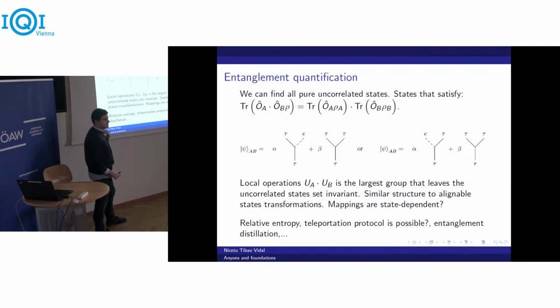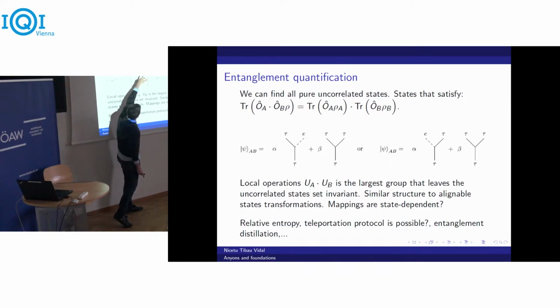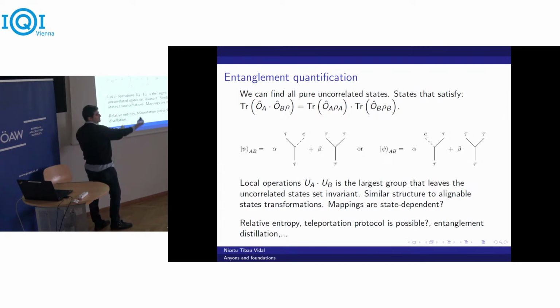Sorry, how do you define rho A and rho B? It is just the object that lives in a single anyon state space, such that trace of OA rho A is equal to trace of OA rho. So you have an OA embedded in the bigger space, the two anyon space, but this OA you can also express in the single anyon states, such that this is equal, right? Exactly. Yes.